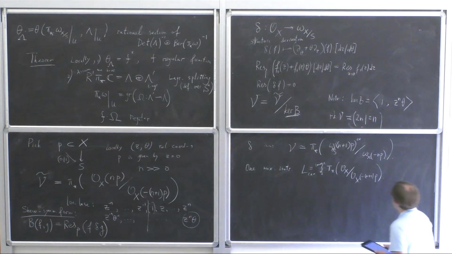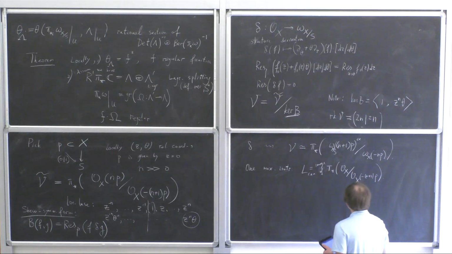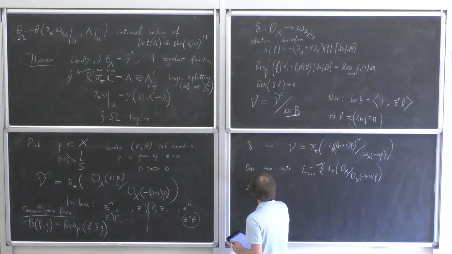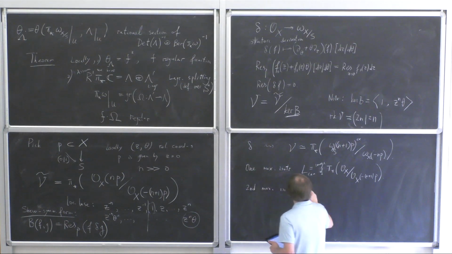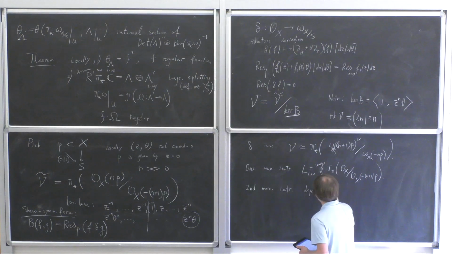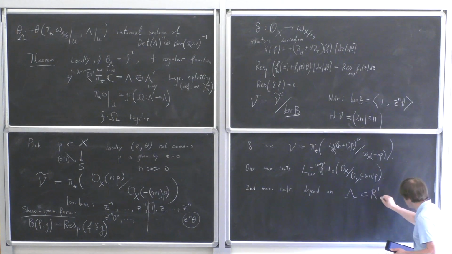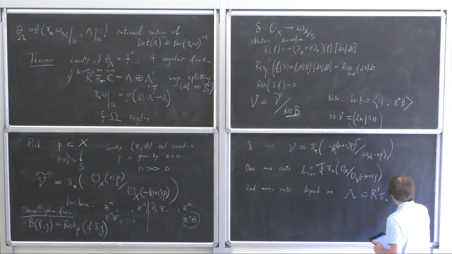Okay, so the other Lagrangian is a little trickier to get, and actually it will depend. The second Lagrangian, second maximal isotropic, will depend on this choice of lambda, which was a Lagrangian, this purely even Lagrangian in the local system of H1s.